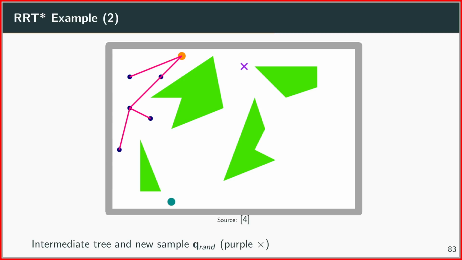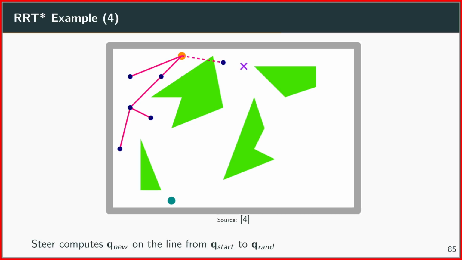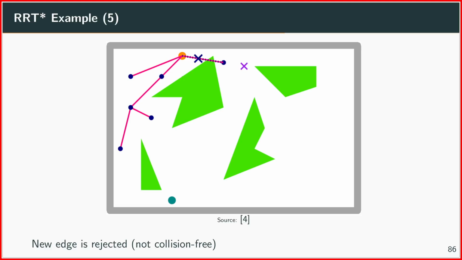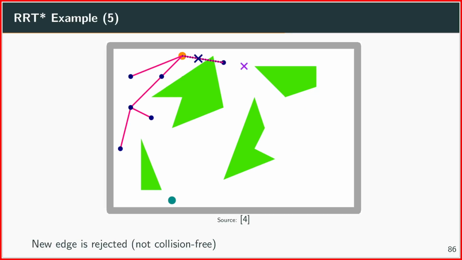And so at some point, for example, you have this intermediate tree, and you have a new sample configuration Q random, which is in purple here. And so the nearest node here in your tree might be this configuration here. And then with usual RRT, you would just connect it. But in this case here, the new edge is actually not valid, so you have to reject it. So this is one way of how this could work out.